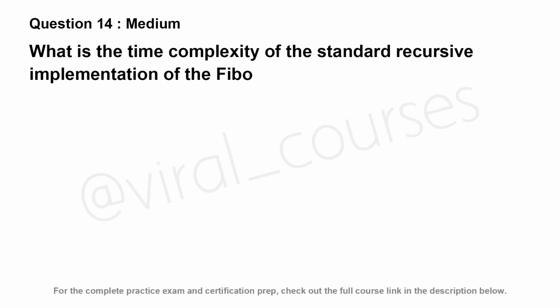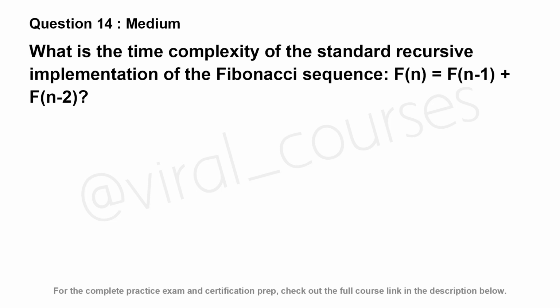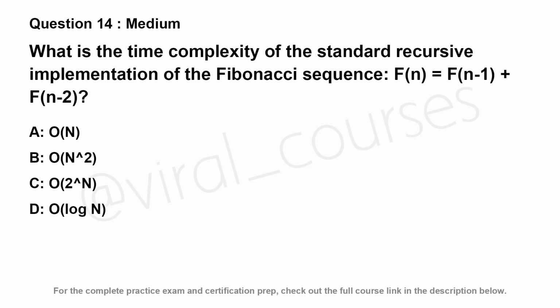What is the time complexity of the standard recursive implementation of the Fibonacci sequence? F(n) equals F(n-1) plus F(n-2). Option A, O(n). Option B, O(n squared). Option C, O(2 to the n). Option D, O(log n).